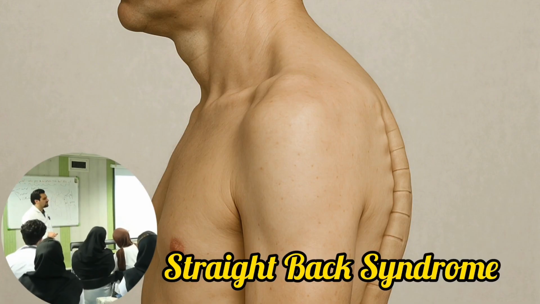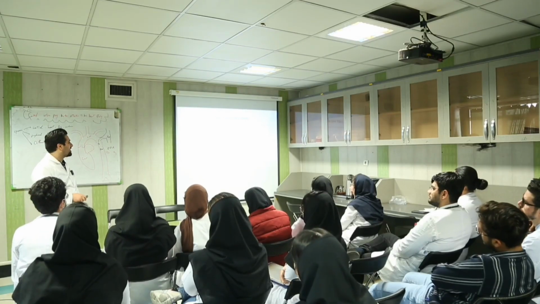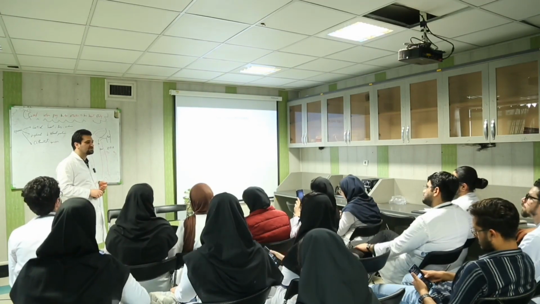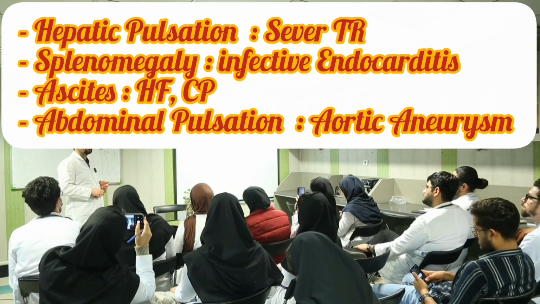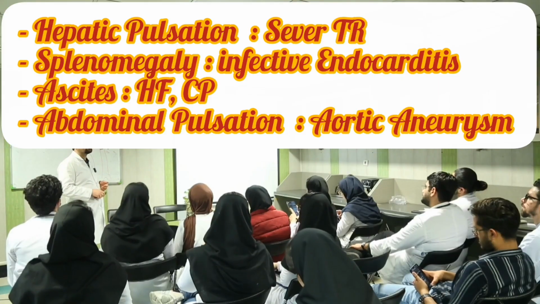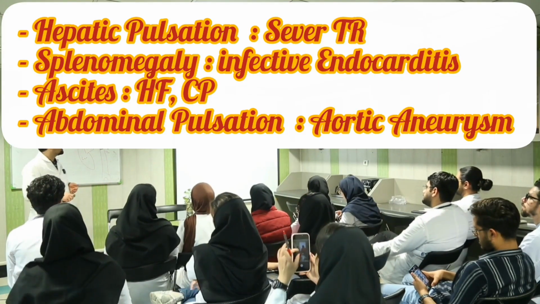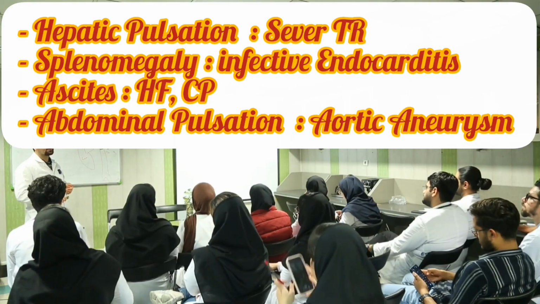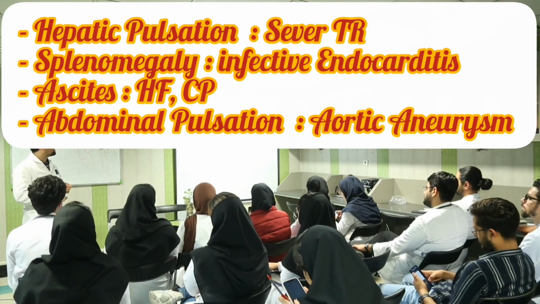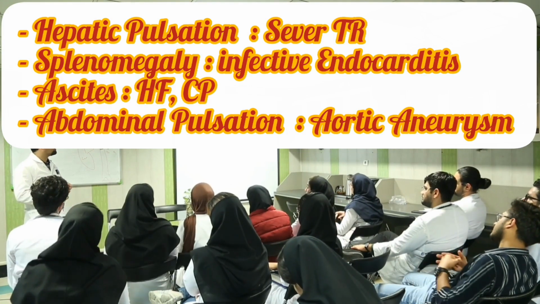These patients usually have associated valvular diseases, especially MVP. Of course, aortic valve disorders are also present. All right, this is the last slide. If you observe hepatic pulsation, you should definitely consider severe tricuspid regurgitation. If there is splenomegaly, it suggests infective endocarditis. If the patient has ascites, it points toward right-sided heart failure and constrictive pericarditis. And finally, if the patient has abdominal pulsation, think of an abdominal aortic aneurysm.